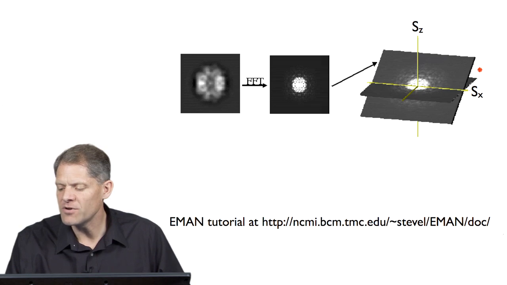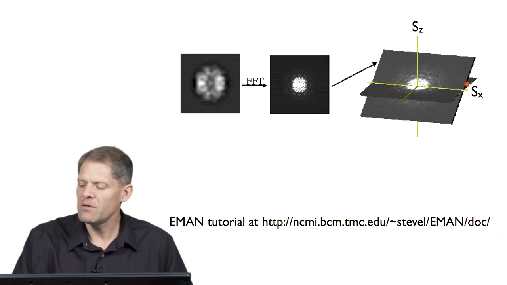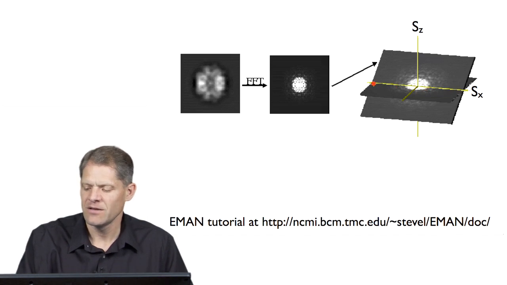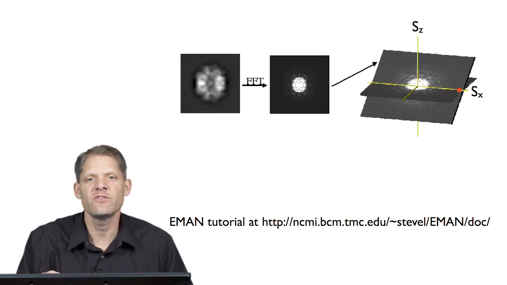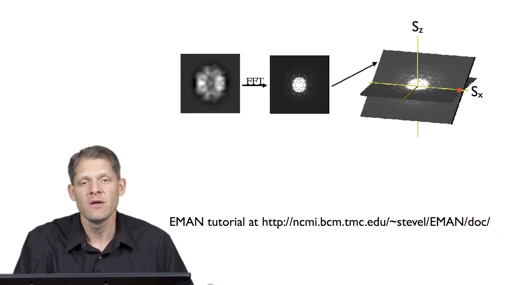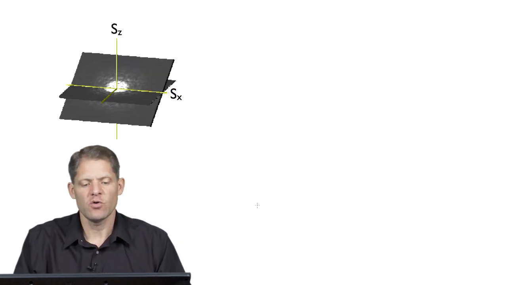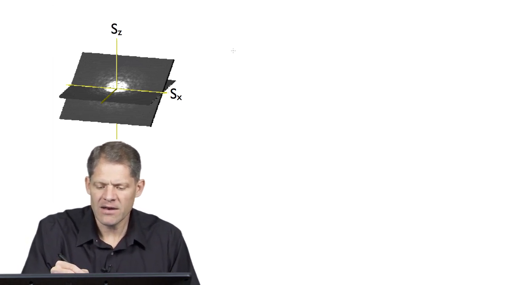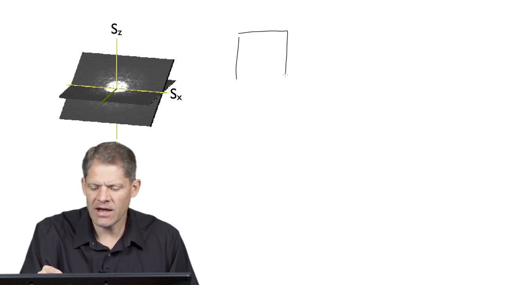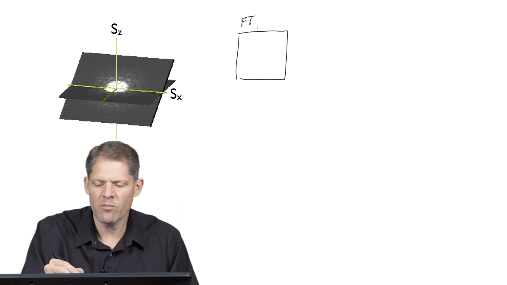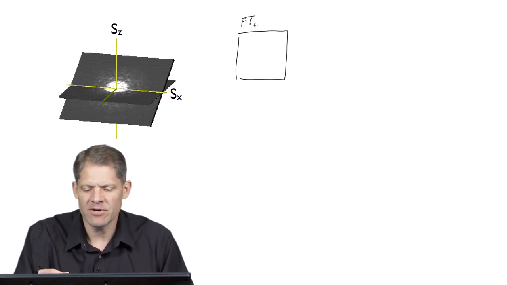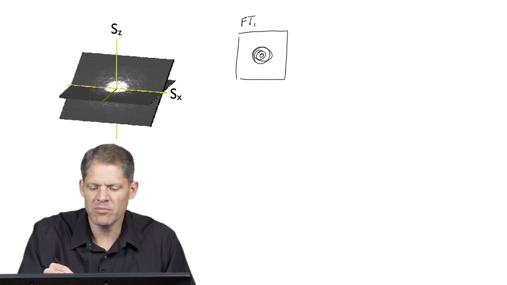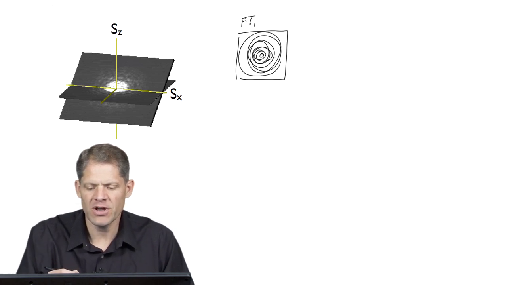Now, what is still not known is the angle between these central sections. That's still left unknown. But let's spend a moment thinking in more detail about how we would find which line in these transforms is in common between the two. So we'll begin by putting this picture up here in the left corner for now. And let's imagine that we had calculated the Fourier transform of the first class average. And so these were a series of amplitudes and phases in that Fourier transform.